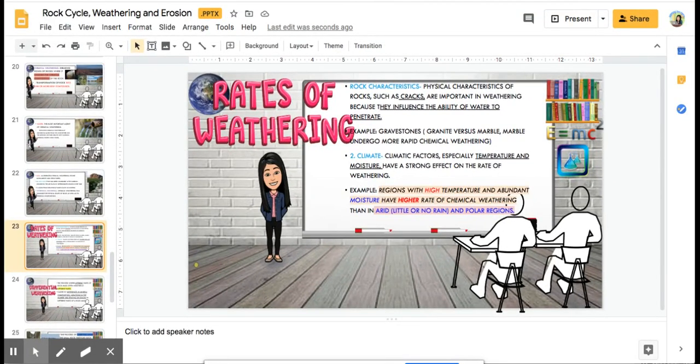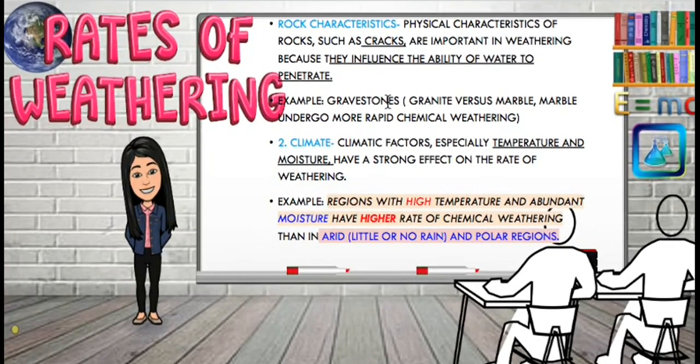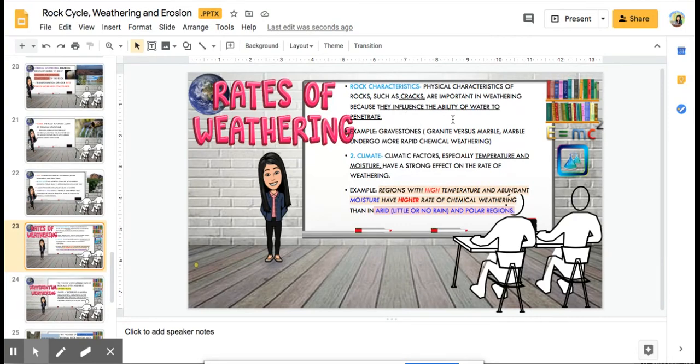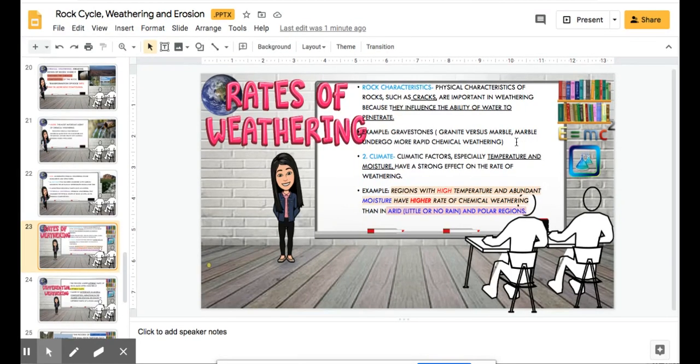Weathering doesn't happen at the same rate everywhere, so we have to understand the factors that affect the rates of weathering. First is the rock characteristics. Physical characteristics of rocks, such as cracks, are important in weathering because they influence the ability of water to penetrate. Example: gravestones, granite versus marble. Marble undergoes more rapid chemical weathering than granite.